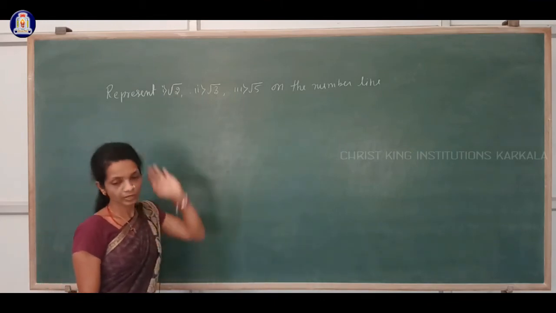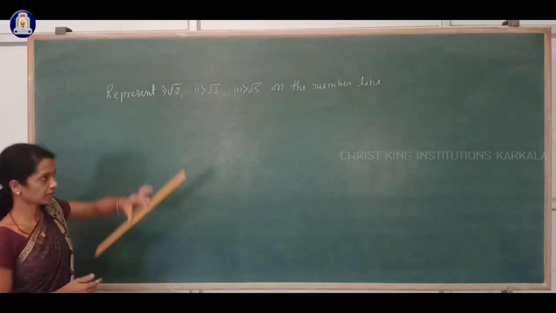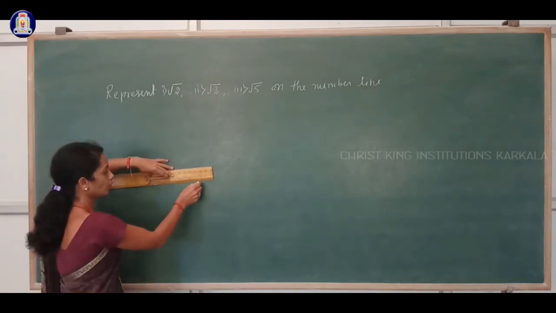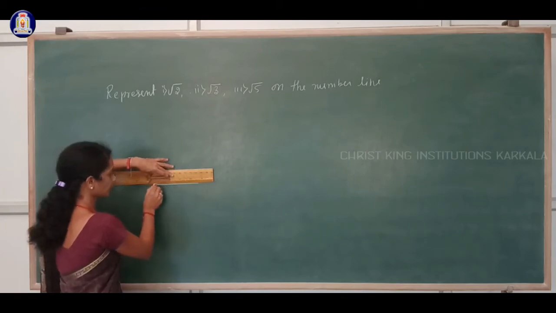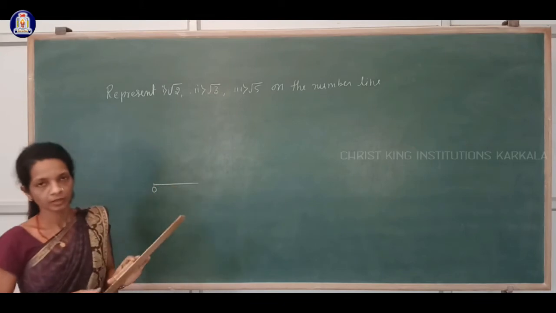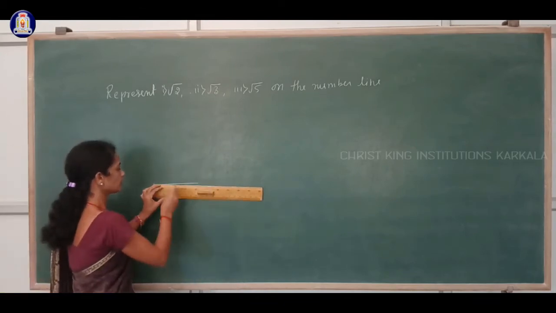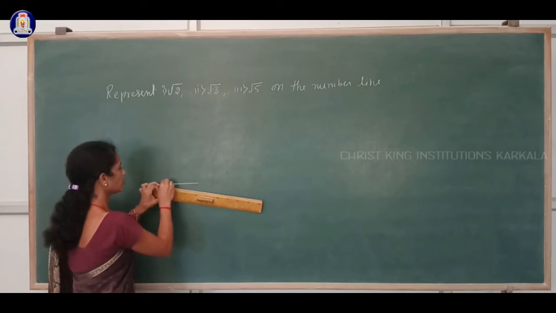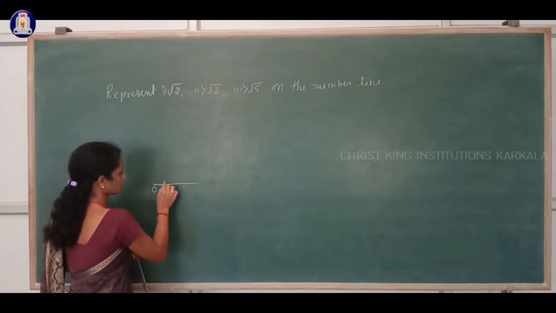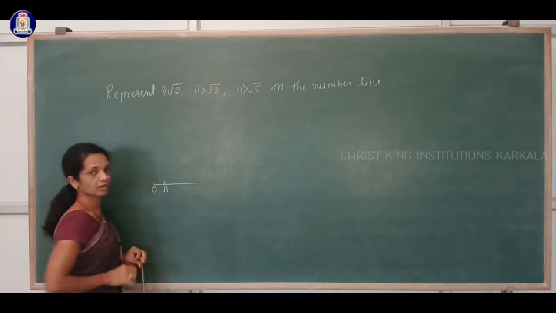Okay, suppose you are given to represent irrational numbers like these on the number line. First, you have to draw one horizontal line, and take the initial point as O. Next, you have to mark one point at 1 centimeter distance. I will take that point as A.